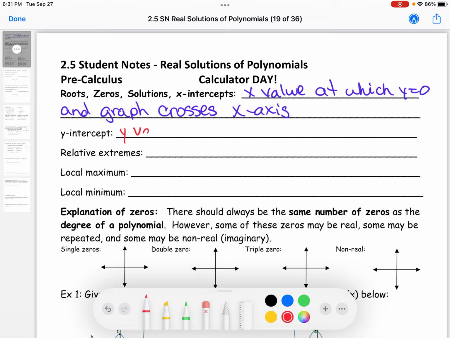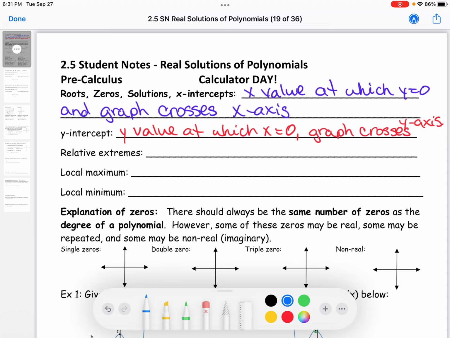Now, a y-intercept is the y value at which x is 0 and where the graph crosses the y-axis. None of that is earth-shattering, but we do want to remember how the coordinates relate to this. So when we're talking about an x-intercept, we want to keep in mind that the y really does equal 0.